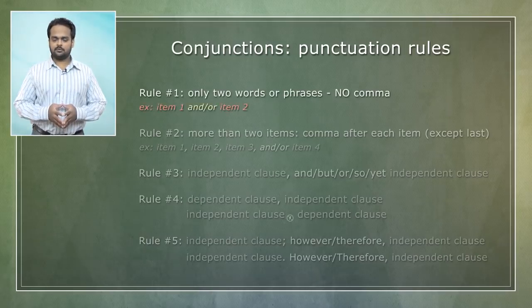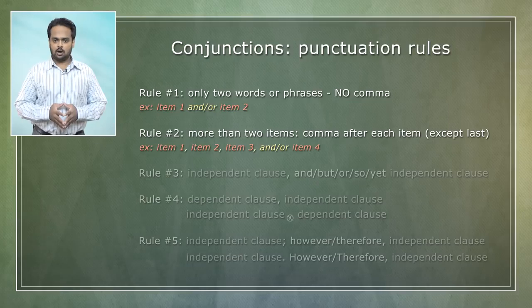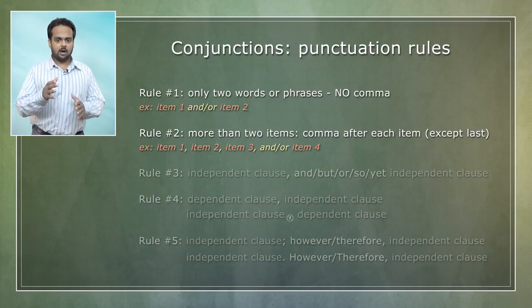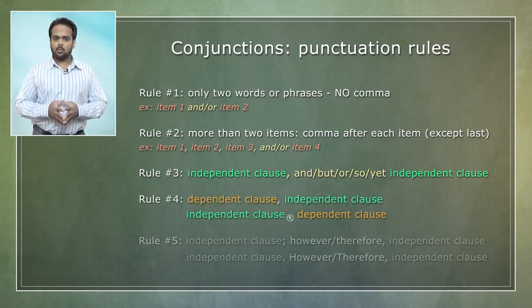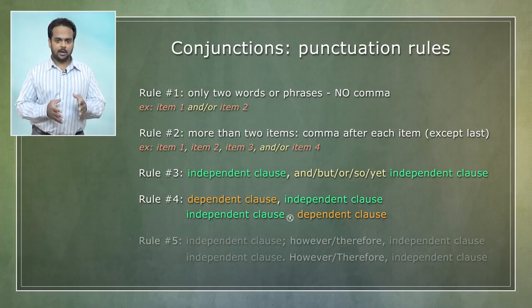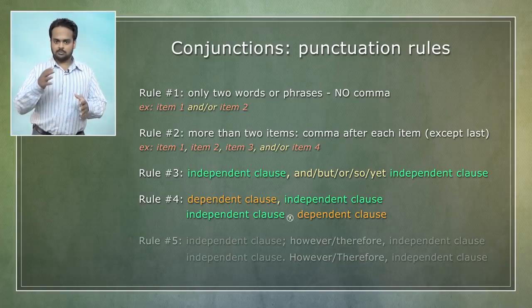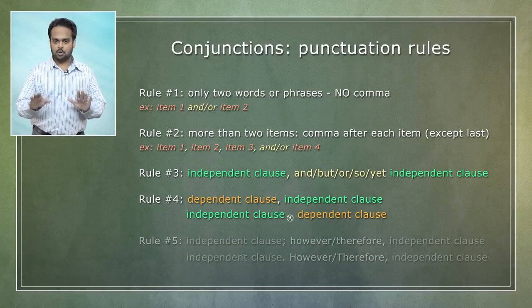Rule number 1. If a conjunction only connects two words or phrases, no comma. Rule number 2. In lists of 3 or more items, put a comma after each item except the last. Put the last comma before the conjunction. Rule number 3. When connecting two independent clauses with a conjunction, always put a comma after the first clause. Rule number 4. When connecting a dependent clause to an independent clause, if the dependent clause comes first, put a comma after it. If the independent clause comes first, no comma.